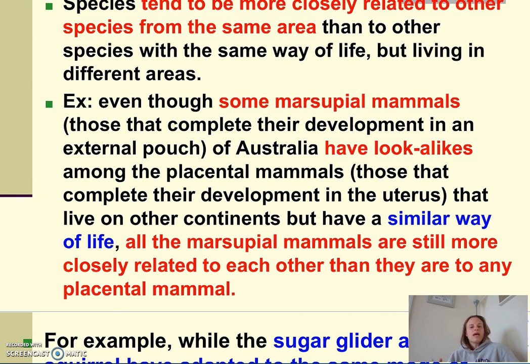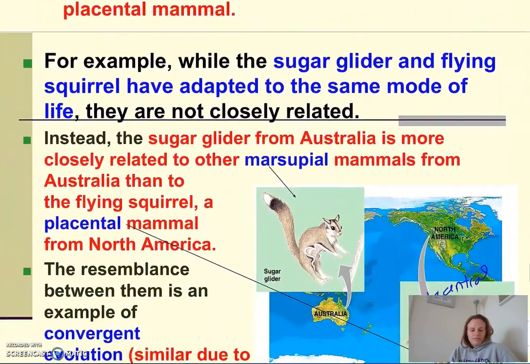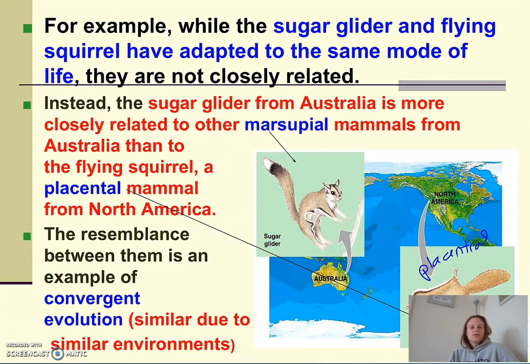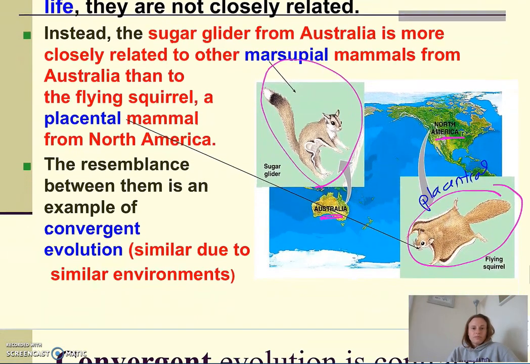There's a resemblance. However, these marsupial mammals are more closely related to other marsupial mammals than they are to their look-alike placental mammals. So, for example, the sugar glider and the flying squirrel have adapted to the same mode of life. There is a resemblance between the sugar glider found in Australia and the flying squirrel found in North America. They look similar to one another.